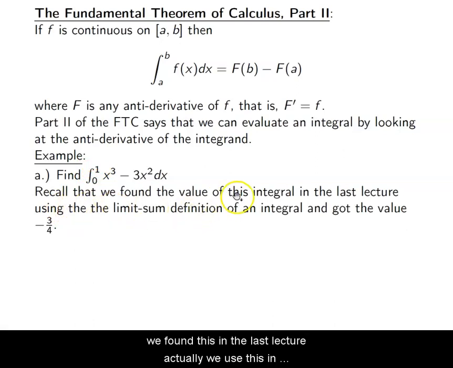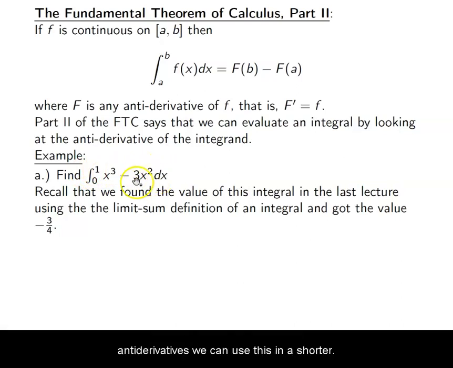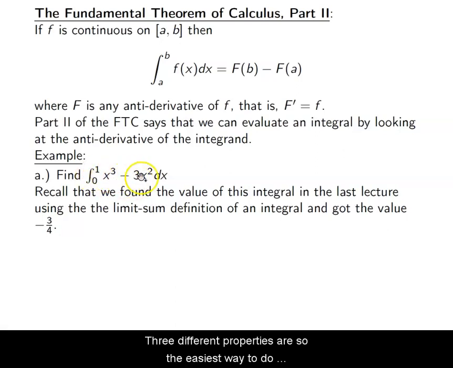So again, recall that we found this in the last lecture, in the last video, using the limit sum definition of an integral, and we got the value negative 3/4. We used the midpoint rule, the left-hand sum, the right-hand sum, and we used the limit sum definition to find the exact value, and then we compared the errors, right? So we did this what I would call the long way. Now using antiderivatives, we can use this in a shorter form. So we're going to use 3 different properties here, right?